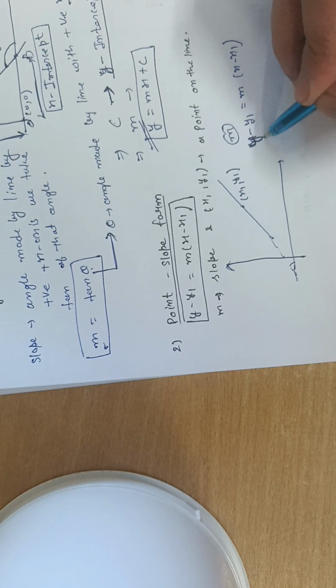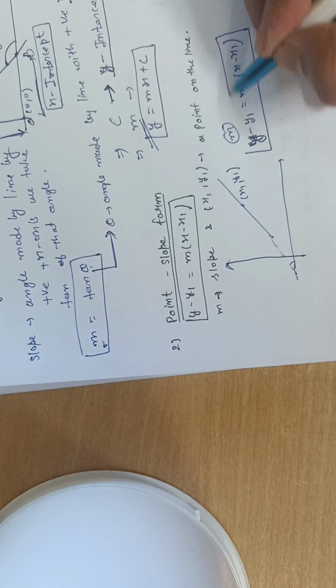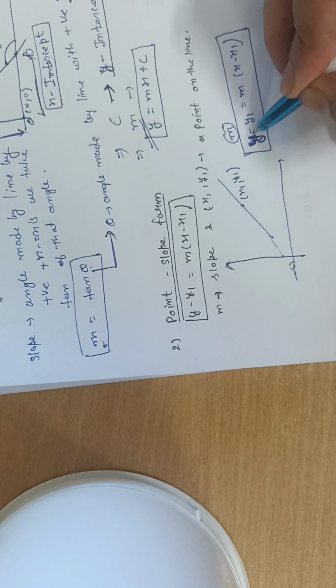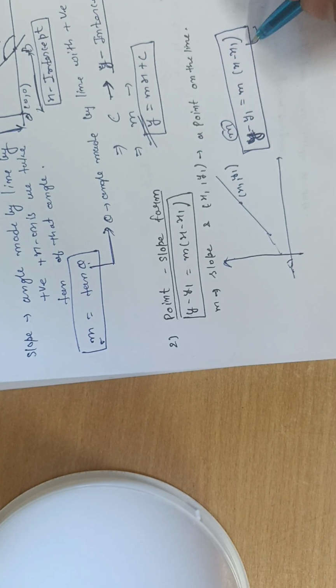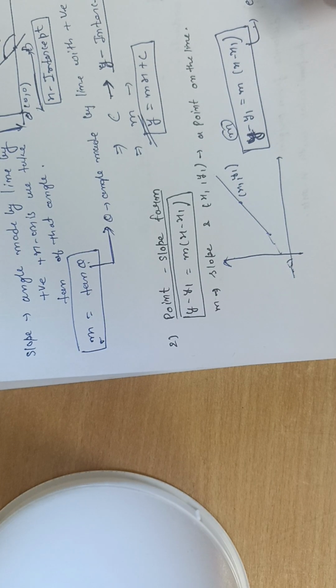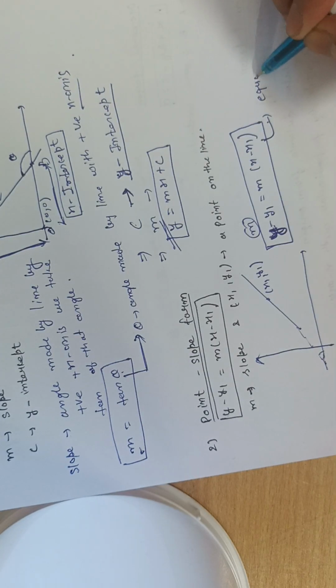I think this is the y. This is the equation of a straight line in point slope form. Equation of a straight line.